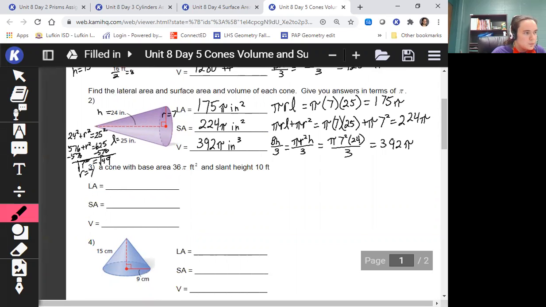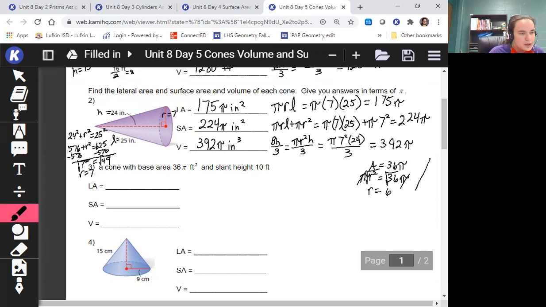Then our next one, we have a cone with a base area of 36 pi feet squared and a slant height of 10. So we need to find our radius, and we know our area is 36 pi, and our formula for area of a circle is pi r squared. So pi r squared equals 36 pi. The pi's cancel out. So then we can take the square root. So our radius is 6.